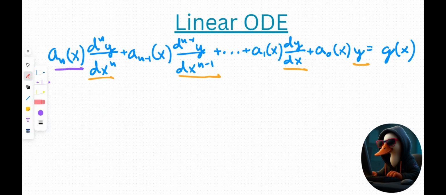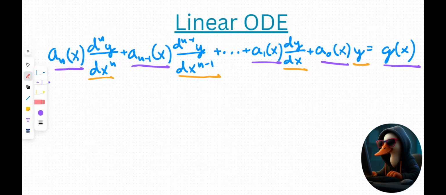We also have coefficients, the a sub n of x, the a sub n minus 1 of x, and so on. These coefficients are pure functions of x. In this case, x is our independent variable, and the a sub n just correlates to the order of the derivative that we have for y. And on the right side of the equation, we also have a pure function of x, which is in this case labeled g of x. This is also sometimes referred to as the forcing function, which will help us determine whether or not our linear ODE is homogeneous or non-homogeneous, which we're not going to get into here, but that's just something to note.